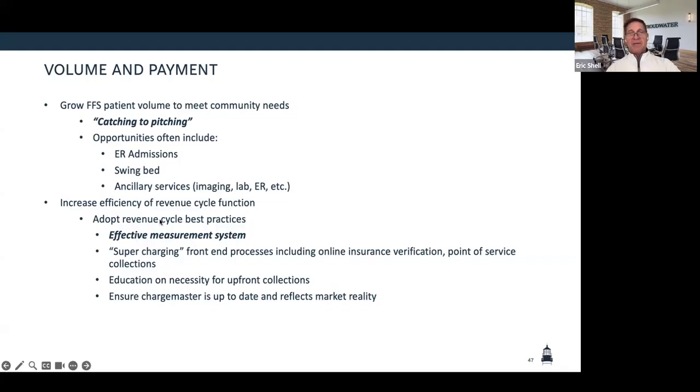Measurement system, we're going to get to that in revenue cycle best practices, supercharging front-end processes, kind of education, upfront collections, making sure our charge master and third-party contracts are up to date. And increasingly, it's not here, but denial management. We have to have a system around denial management. You guys in Alaska, Medicare Advantage plans haven't had the same penetration they have in the lower 48, but the Medicare Advantage plans are killing rural hospitals all over the lower 48.